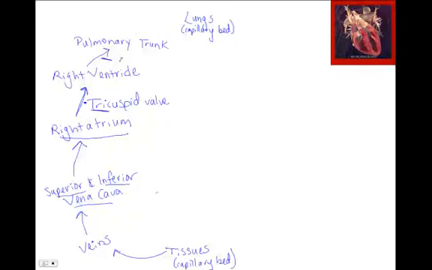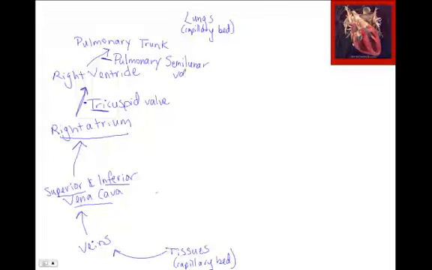And so this is where you're going to see the semilunar valves. The semilunar valves are always going to be between the ventricle and whatever blood vessel they're pumping into. So in this case, it's named after where it's pumping. It's pumping into the pulmonary trunk, so we call it the pulmonary semilunar valve.